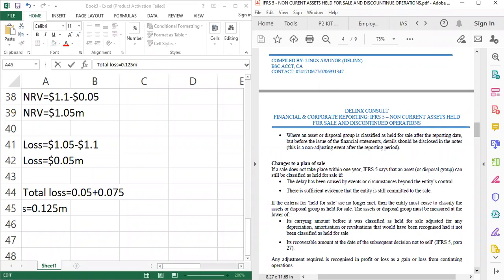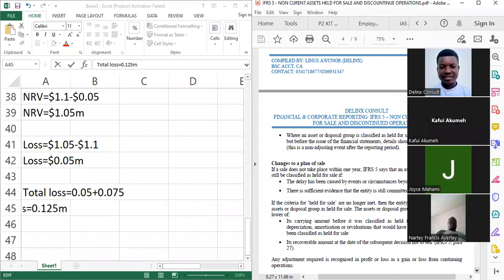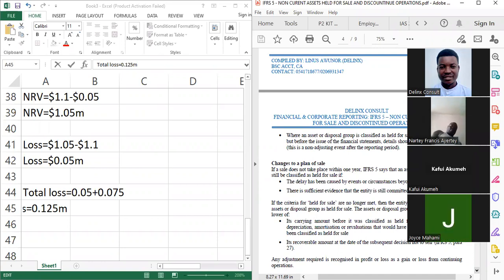So if the delay is caused by an event or circumstances that are beyond the entity's control, the entity can go ahead and classify the asset as held for sale. If after 1 year they are not able to sell it and management is still committed to the sale, they can still continue to classify the asset. But if these situations are not there, the assets should be reclassified.